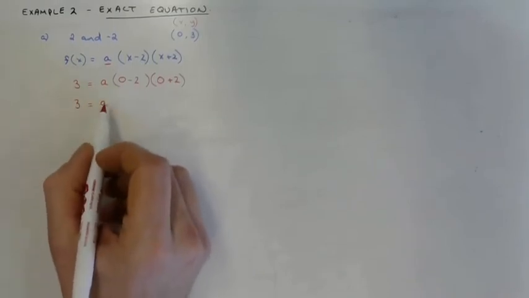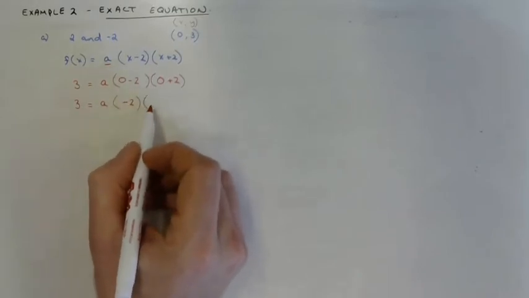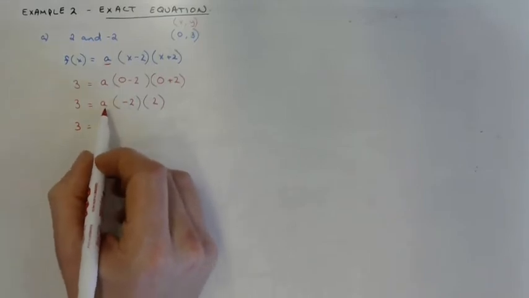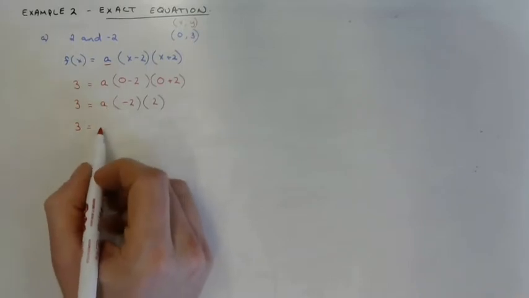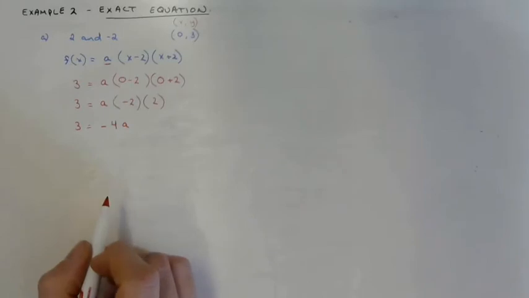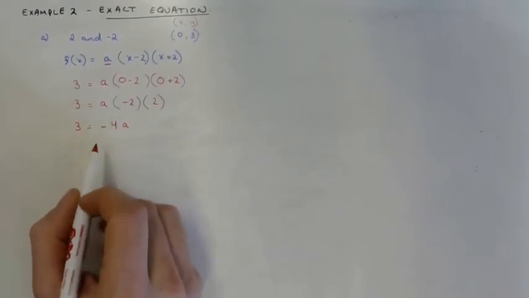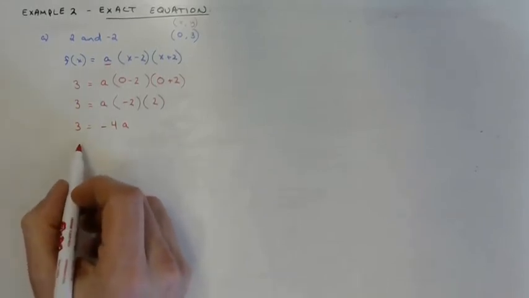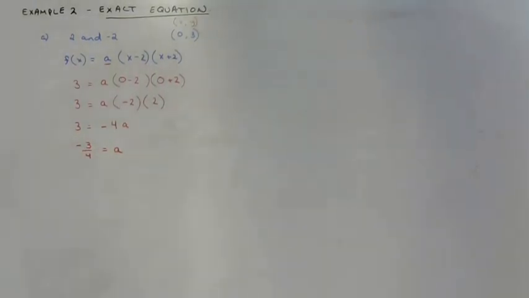How do I do that? Well, this bracket reduces: 0 minus 2 is negative 2, 0 plus 2 is positive 2, which gives me a times negative 2 times 2. Well, that's negative 4, negative 4 times a. Now to get a by itself, I'm going to divide both sides by negative 4. That gives me negative 3/4 equals a.